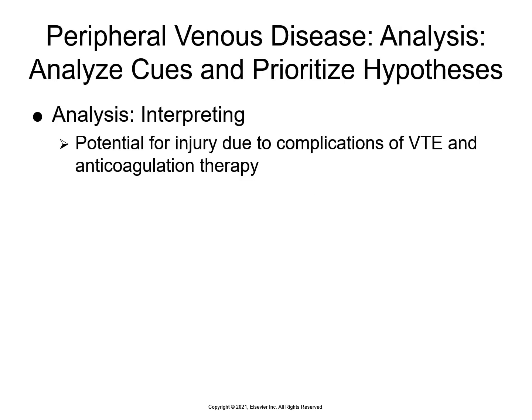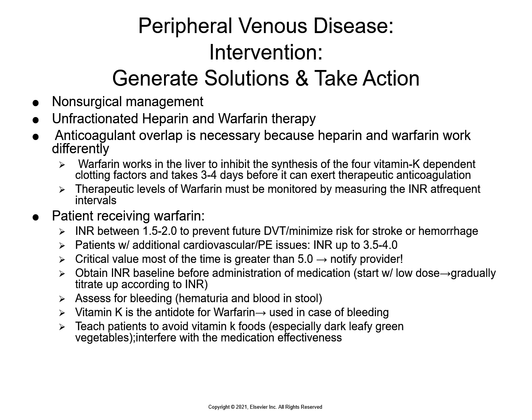lab test. So when you're recognizing the cues, you're going to then interpret them. Okay, now we have recognized our cues, and they're on non-surgical management, and we know that that includes heparin and warfarin therapy. This is an anticoagulant overlap because heparin and warfarin work differently. The warfarin or Coumadin works in the liver to inhibit the synthesis of the vitamin K clotting factors. It takes about 3 or 4 days before it becomes therapeutic. So therapeutic levels of warfarin must be monitored, and this is monitored by the INR at frequent intervals.